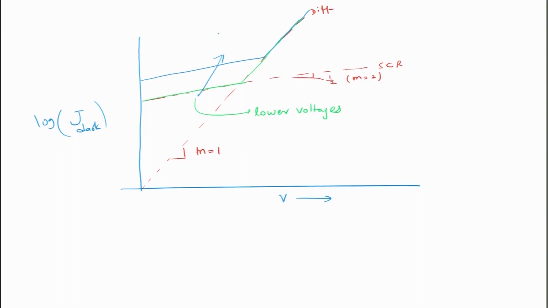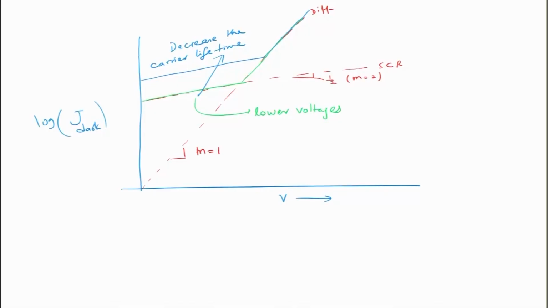So, this will go up if you decrease the carrier lifetime. So, when the carrier lifetime reduces, then of course recombination is larger. As a result, recombination current dominates over the diffusion current. Okay. So, basically your dark current will also be dominated by recombination rather than the diffusion current. So, basically the shift happens at higher voltages.